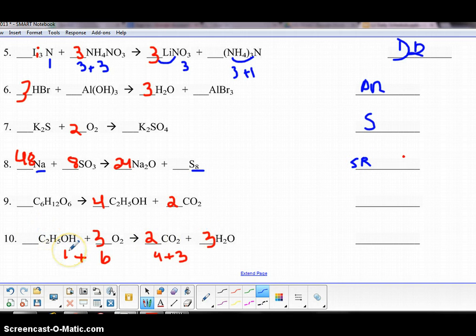Number 9. Now, you might say, this is a combustion. I see CO2. The answer is no, it's not. Look again. How many things do you have? I have 1, 2, 3. I have 3 things. It's either synthesis or decomposition. It broke down, so it's a decomposition.